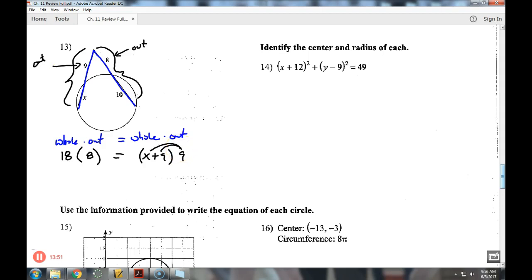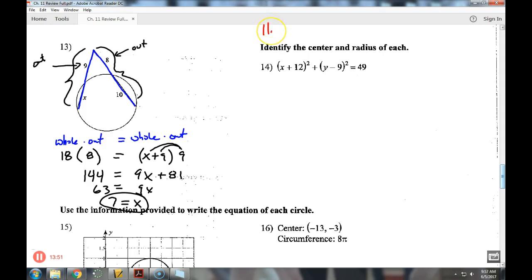8 times 18 is 80 and 64, so that's 144. 9x plus 81. Subtract that 81 from both sides. That would be 64. Take away another one, 63. Divide. X is 7.